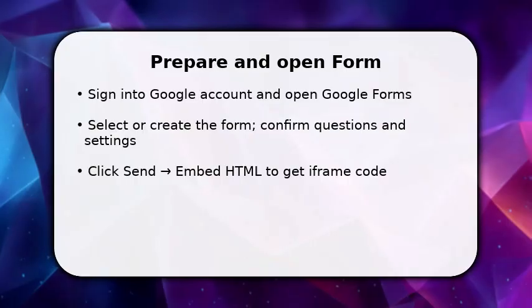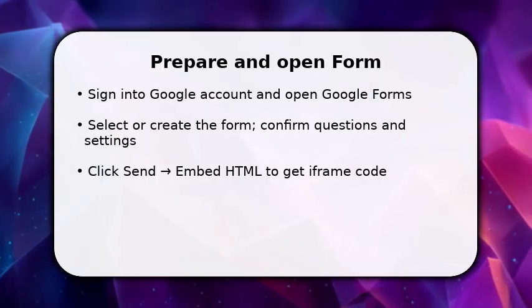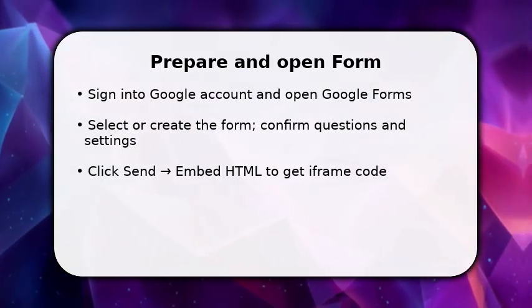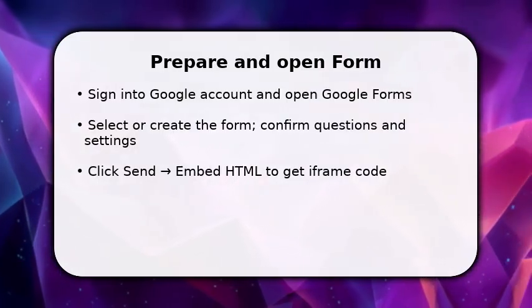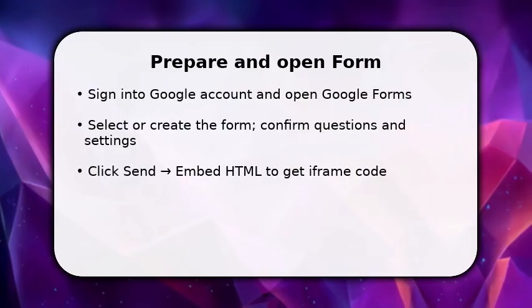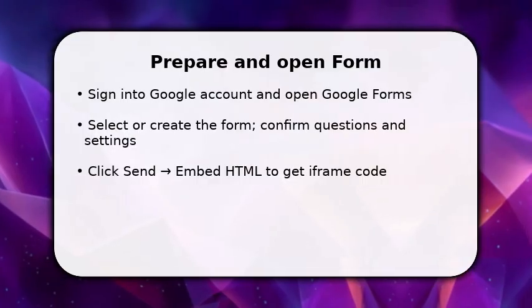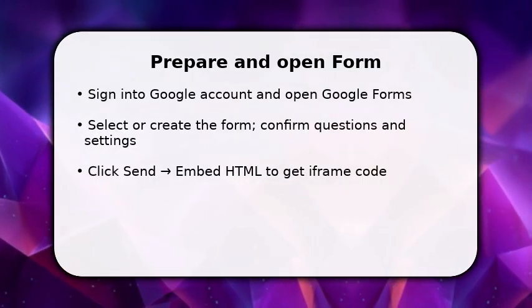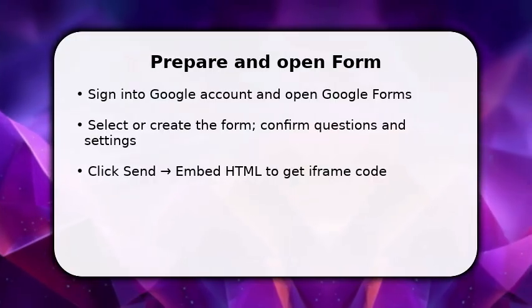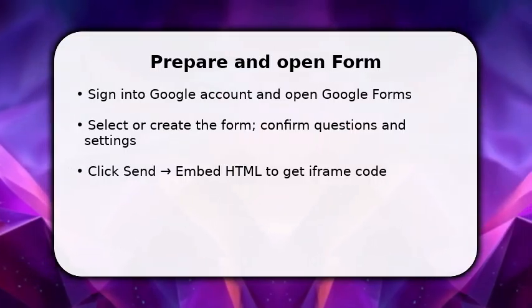Enjoy the video. You're starting by preparing the live form. Open Google Forms and choose the form you want to embed. Once done, double-check question order and response settings so you don't change structure later. Next, click the Send button, choose the Embed option, and copy the iframe HTML. You need that snippet to place the form into your website. This first action gets you the exact code and prevents mismatches between your form and the page layout.